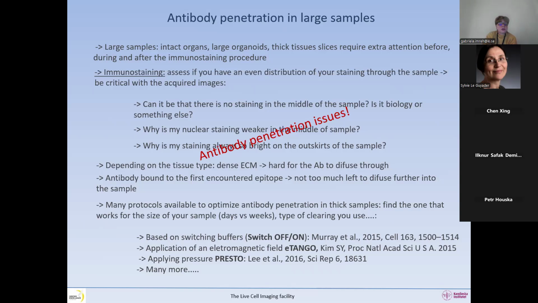For example, the switch on and off protocol, where you just switch the buffers. So basically, you first incubate your big sample with the antibody, but the antibody will not bind to anything, it will just freely diffuse through the whole sample. After a while, you change the salt concentration, and then you allow the antibody to bind. Now, having diffused through the whole sample, it will bind everywhere.